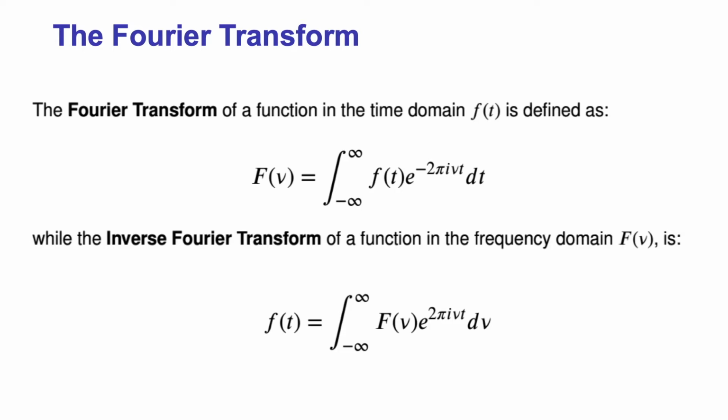The Fourier transform of a function f of t in the time domain is obtained by multiplying said function by a complex exponential with exponent minus 2 pi i nu t, where nu is the frequency, and integrating this product in time from minus infinity to plus infinity.